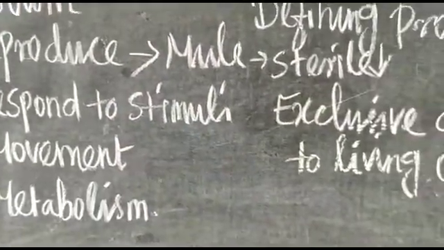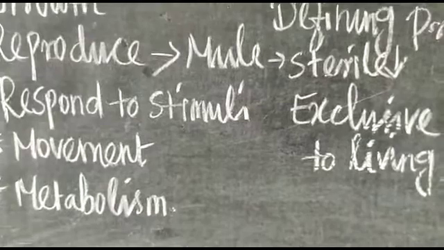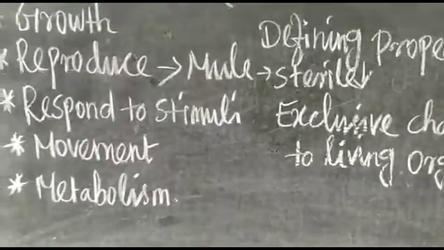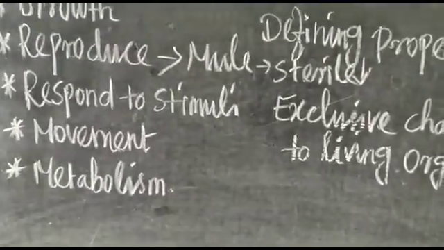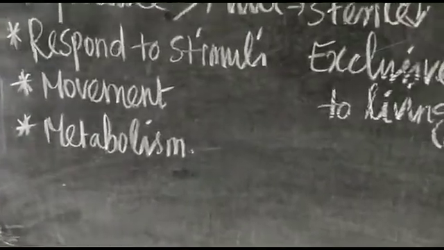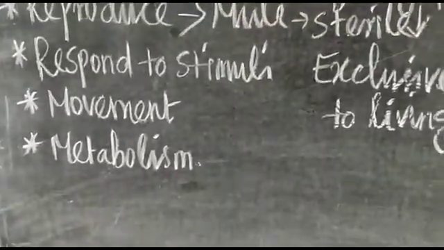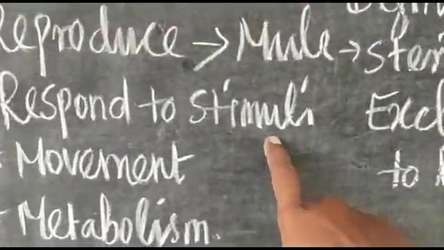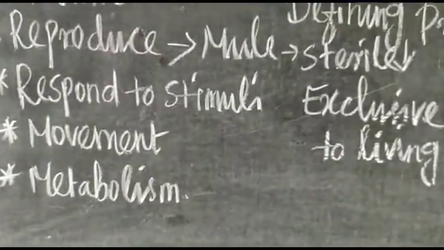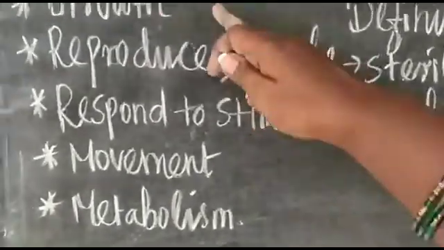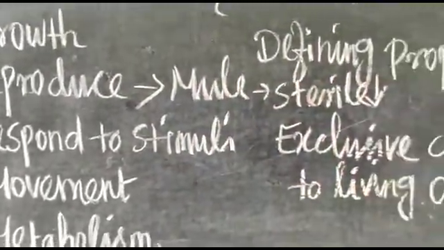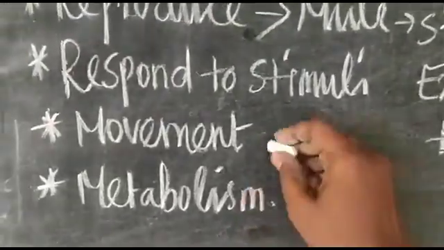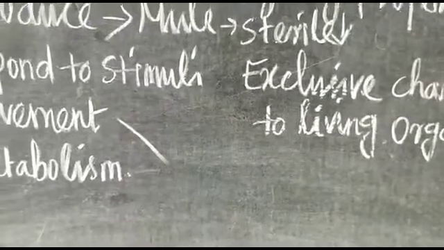Here the cellular organization is a defining property. Cellular organization means how a group of cells is organized. Response to stimuli is the awareness of the surroundings and environment. So growth and reproduction are non-defining properties, and response to stimuli and metabolism are defining properties. Movement is the locomotion from one place to another place.